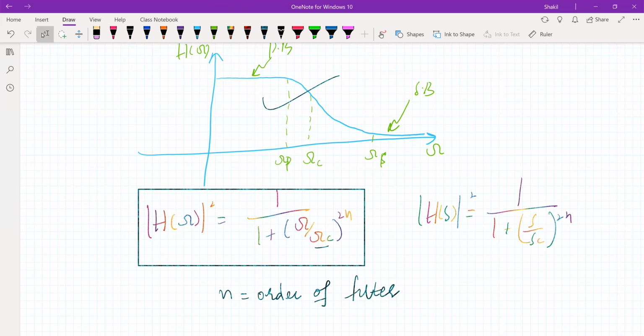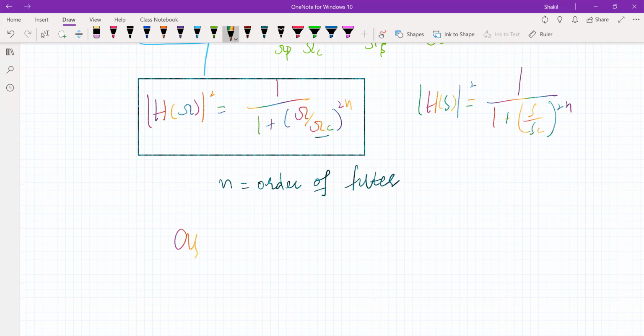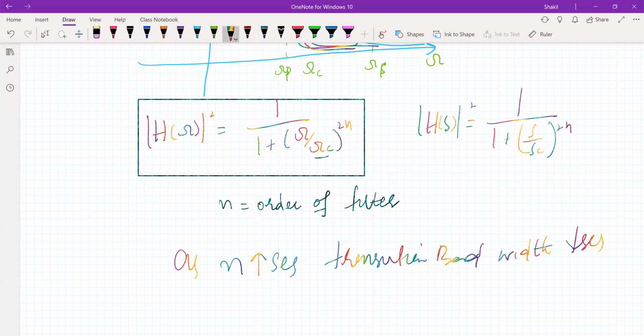Now N is the order. As you increase the order, the transition becomes sharper. If N is low, you will have some characteristic like this. As the value of N increases, the characteristic will go sharper and sharper, which means the transition band becomes smaller and smaller. So as the order of the filter goes up, the transition bandwidth decreases. Remember that. Okay, so this is a Butterworth low pass filter.